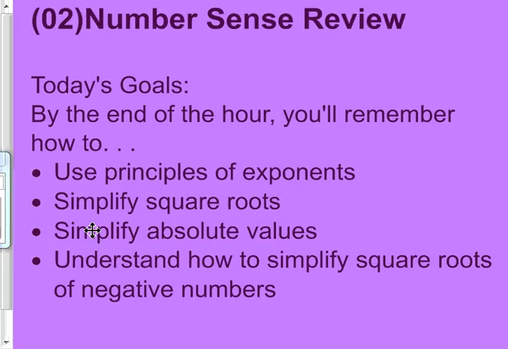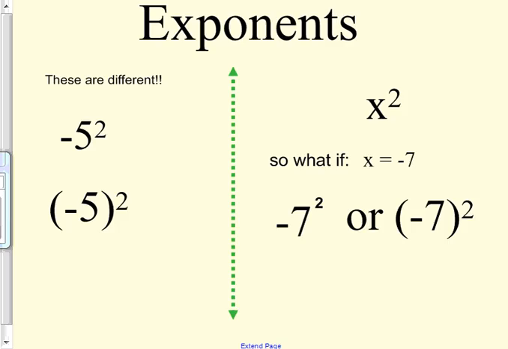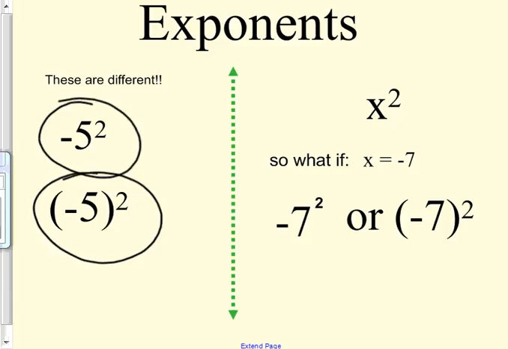All right, so let's get into it right away here. Exponents. These two are different. I get this all the time where kids think that both of these are -5 squared and therefore positive 25. That is wrong. They are not both positive 25. One of them is, one of them isn't. Which one of these would come out to positive 25?